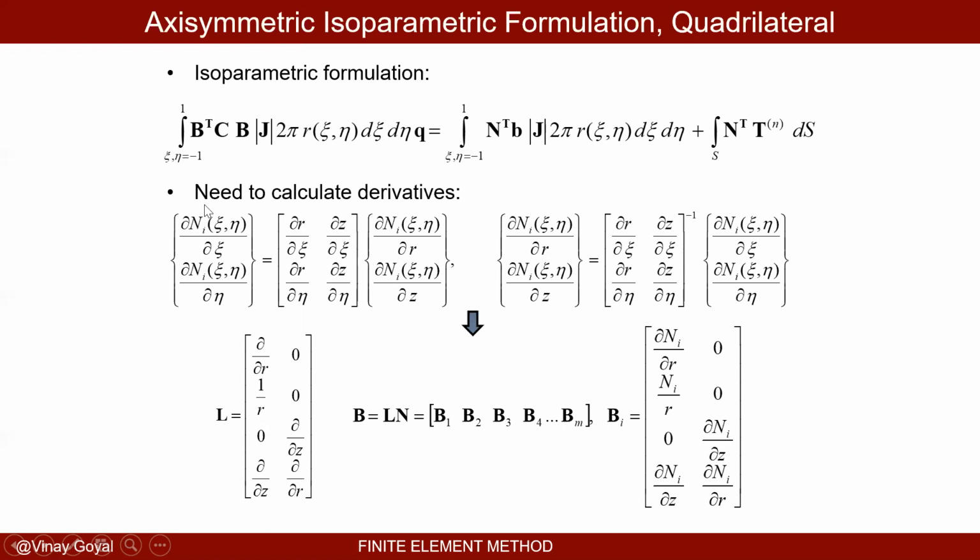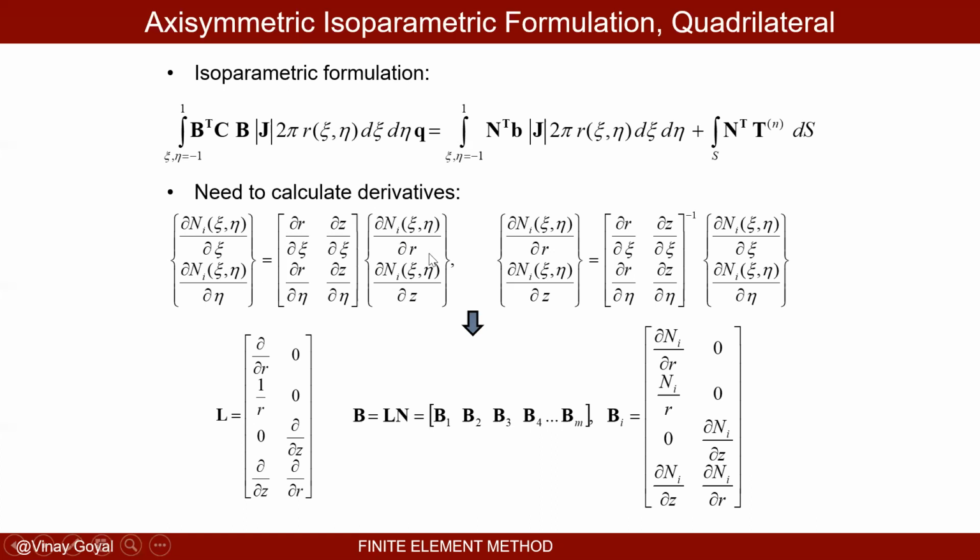Now, what you realize is that B bold requires the calculation of these derivatives. These ones here, I'm sorry. Partial of N with respect to r for each of the shape functions, I equals 1, 2, 3, 4, and so forth. These derivatives need to be calculated, but you can see that N does not depend on r or z, but they depend on the standard coordinate systems. As a consequence, to take this derivative, I have to do something.